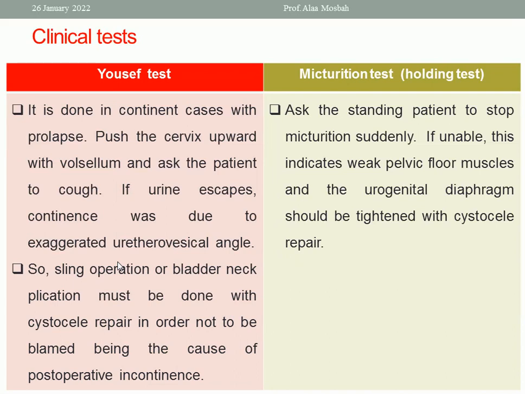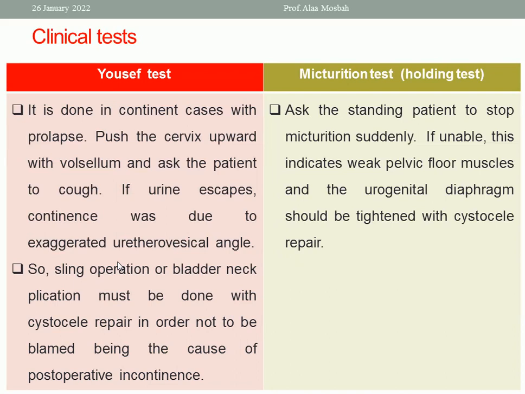Okay? Is it important? Yes, because you will be blamed if you repair the prolapse without doing something to support the bladder neck, such as a sling operation.